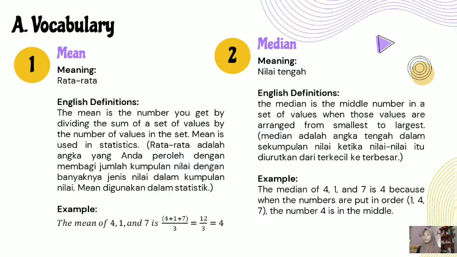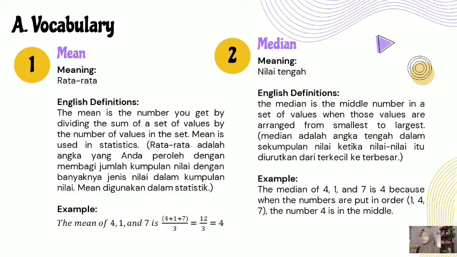Number 1, mean. Meaning is rata-rata. English definition: the mean is the number you get by dividing the sum of a set of values by the number of values in the set. Mean is used in statistics. Example: the mean of 4, 1, and 7 is 4 plus 1 plus 7 per 3 equals 12 per 3 equals 4.